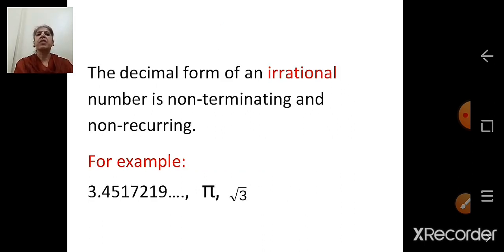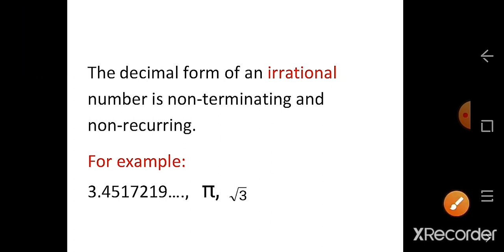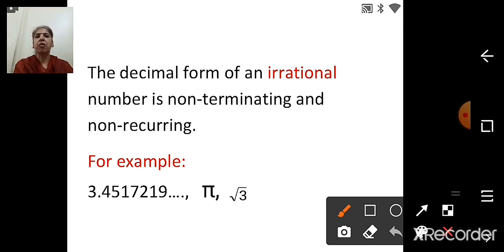Now the decimal form of an irrational number is non-terminating and non-recurring. So what are irrational numbers? Irrational numbers are the numbers whose decimal form is non-terminating, non-recurring. The division doesn't end, and it is non-recurring. For example, 3.417219 dot. It indicates that it is continuing. Now, is there any digit recurring? No. 172, again 1 is given, but the next digit is 9. It means it is non-recurring, non-terminating. It is an example of an irrational number.